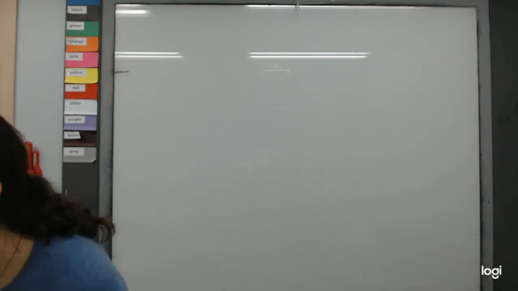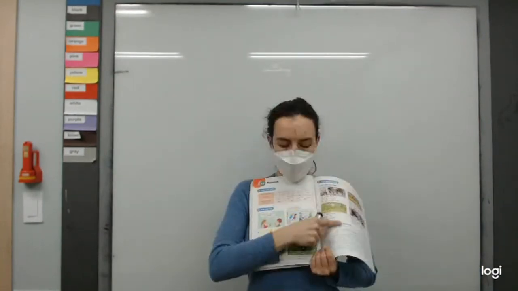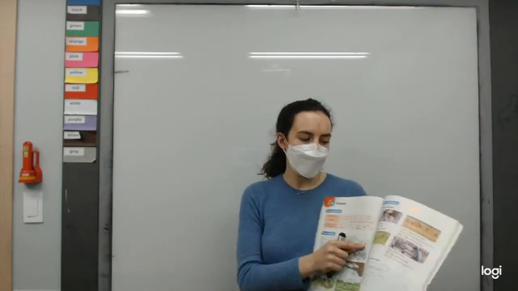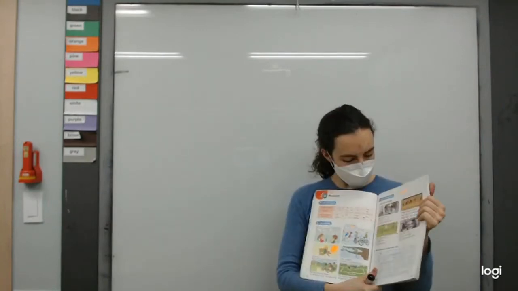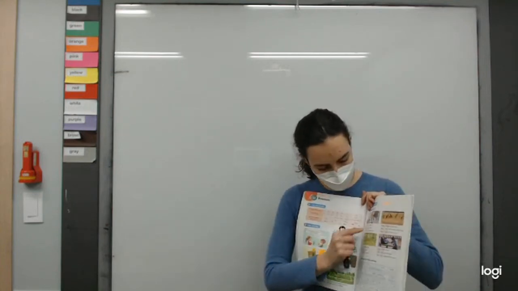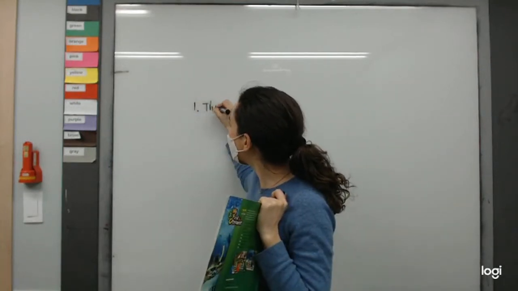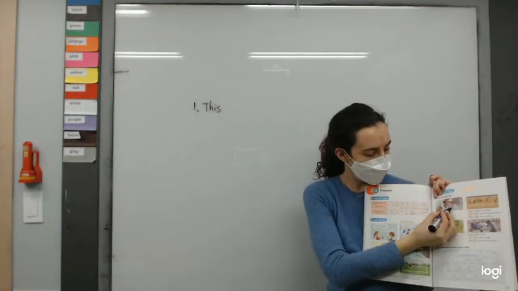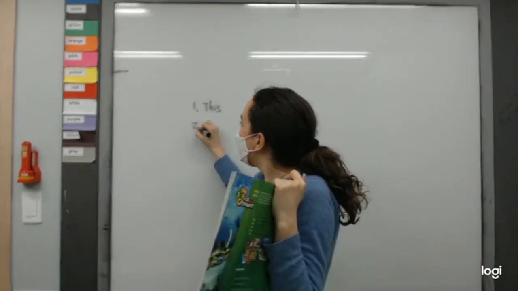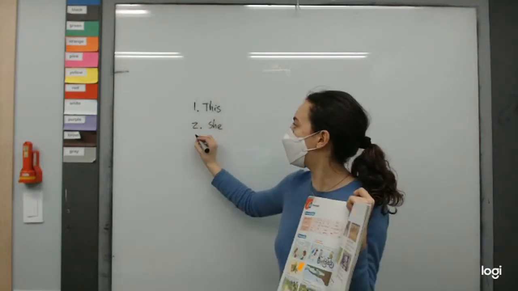Okay, so we'll do the next page together, okay? So let's do this page, 63 together. So the first one, let's look at the picture. We can say, do we say this or that is Mary? Let's say this is Mary because she is close by. So we can say this is Mary. And then we can say she is a nurse because she is taking the place of Mary.